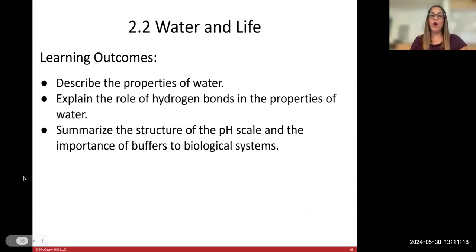Second section is about water. Describe the properties of water, hydrogen bonds, structure of the pH scale.